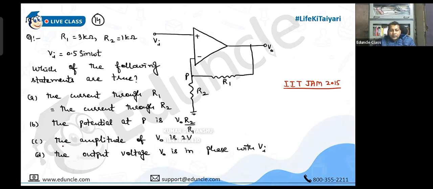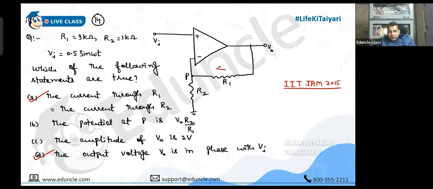So this is non-inverting, no? Actually, you need to check only two options. Two of them are clear. As it is non-inverting, the output voltage is in phase, and current through R1 is equal to current through R2, because no current goes into the op-amp. I think these two must be clear to everyone. So you need to check only the third. What is the potential at point P?